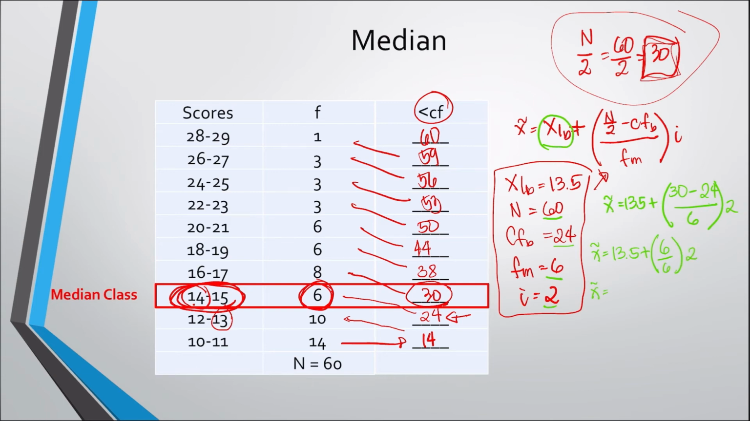So, the median is equal to 13.5 plus 6 divided by 6 is 1 times 2. Median is equal to 13.5 plus 1 times 2 is 2. Median is equal to 13.5 plus 2 is 15.5. So, ang median natin ay 15.5. Now, since yung gitna natin ay 15.5, that is 1 to 30. Okay? Yun yung ating median ng ating group data.